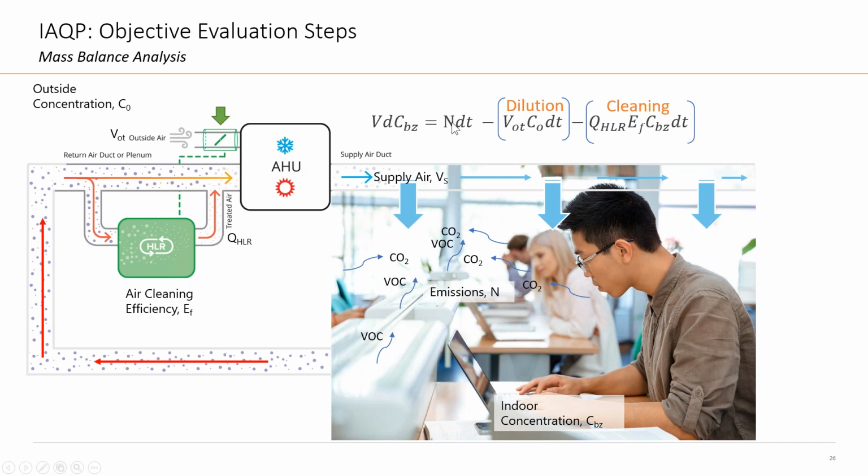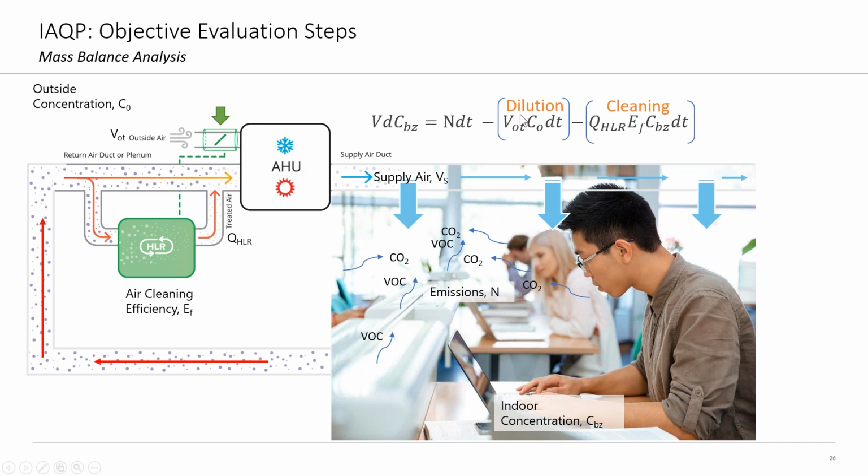So N is the emission rate. Let's say you're talking about carbon dioxide, and we know the emission rate, for example for an adult, male or female, at rest. We know the number, so you can simply calculate N, the emission rate. And your goal is to keep this C_BZ, the concentration at the breathing zone, below a certain limit. This limit you can take from the addendum, or you can even define more ambitious limits.